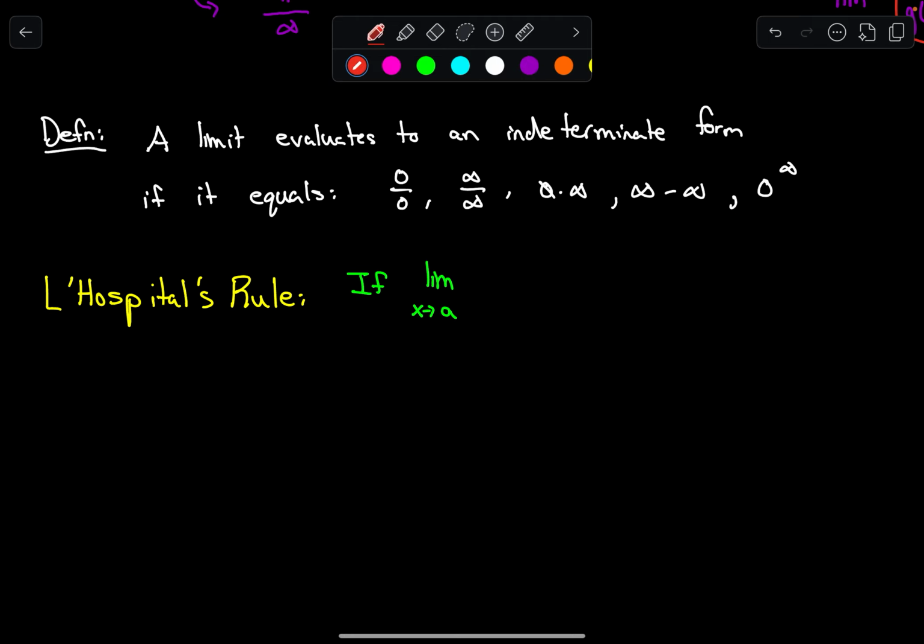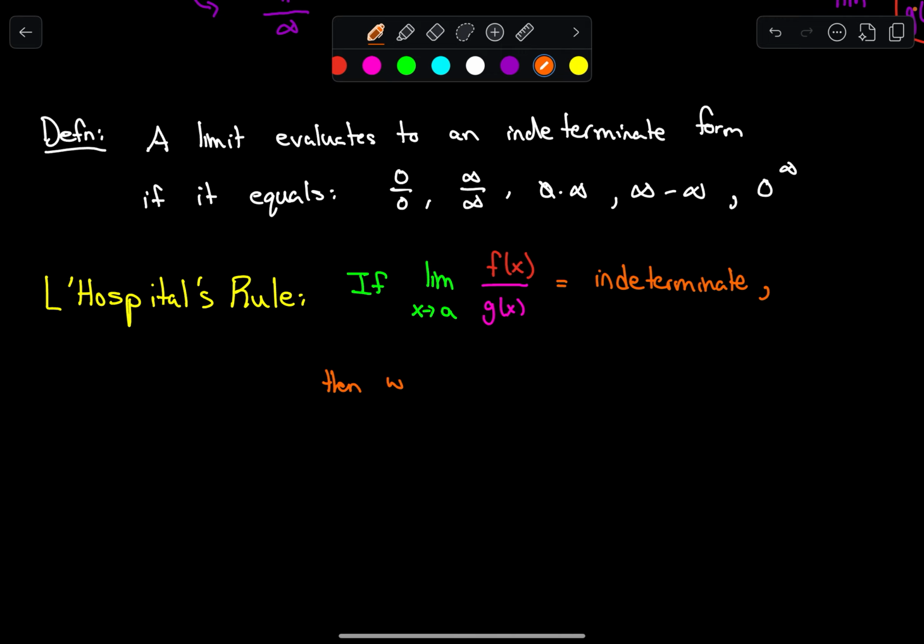So we're just going to say if we have the limit as x approaches a of the ratio of two functions, f of x over g of x, and this evaluates to an indeterminate form, then we can instead look at the limit as x approaches a of f prime of x over g prime of x.